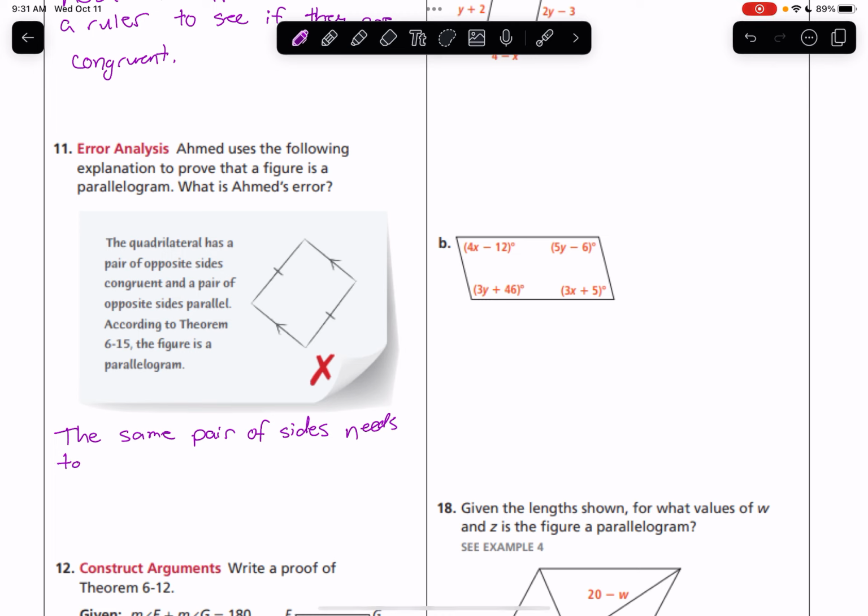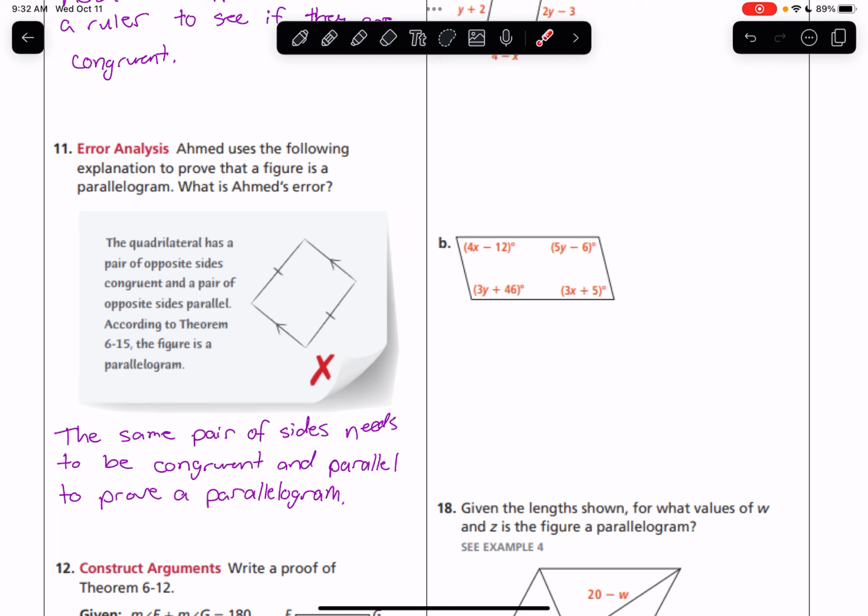Needs to be congruent and parallel to prove a parallelogram. The way that this one is written, it could be an isosceles trapezoid with one pair of parallel sides and the other sides are congruent. That is the main points of an isosceles trapezoid.